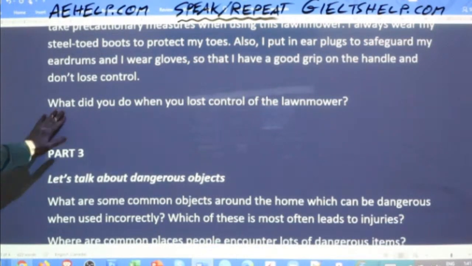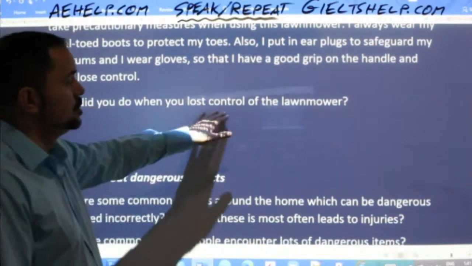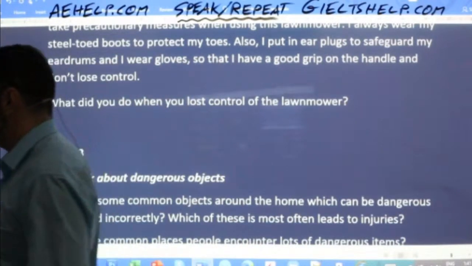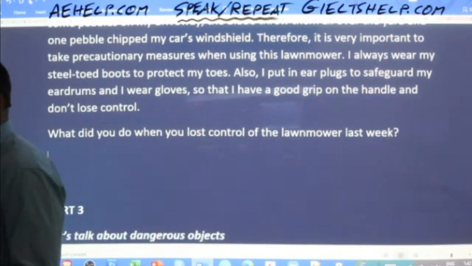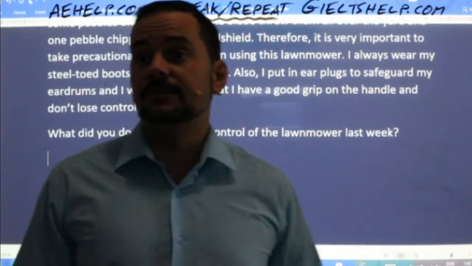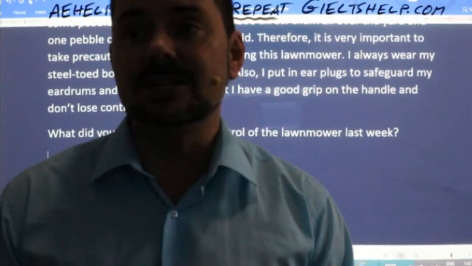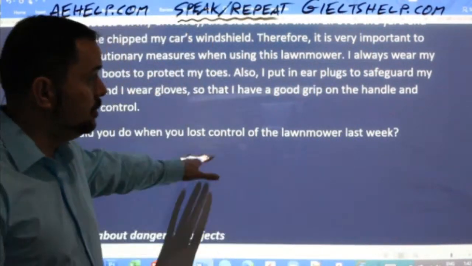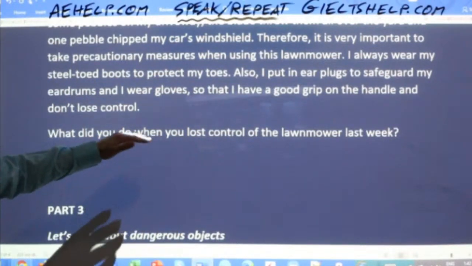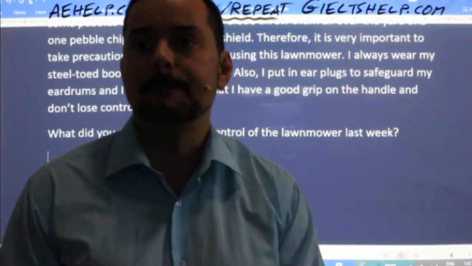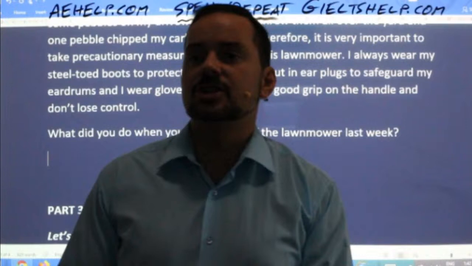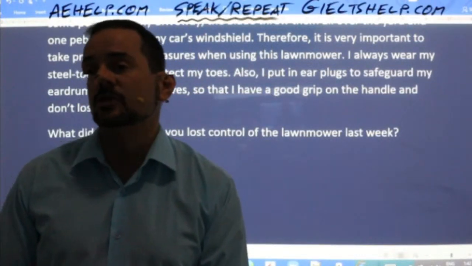And what should you answer for this? So let's give the answer now. What did you do? You lost control of the lawnmower last week. Okay. We gave that as an example. So what did you do when you lost control of the lawnmower last week? Okay. Give me a nice full sentence answer for this question. Okay. That would be a good one. So that would be something the examiner might write down based on what you're explaining.